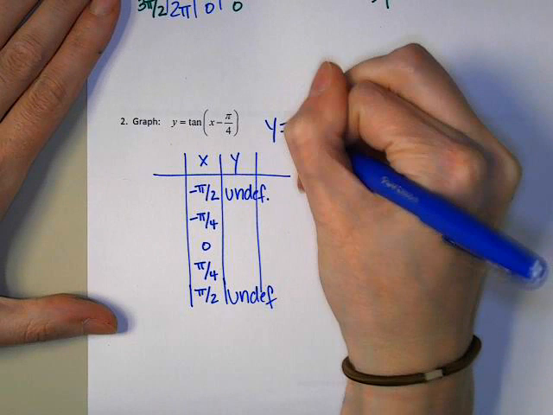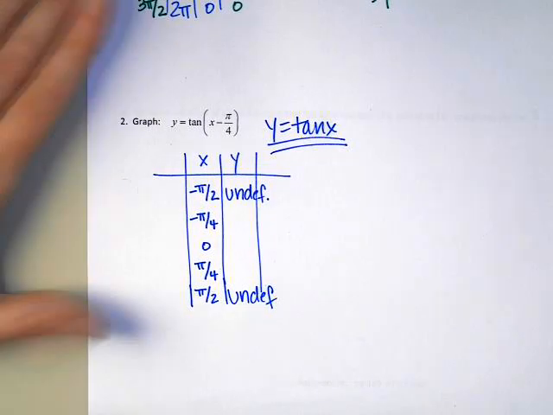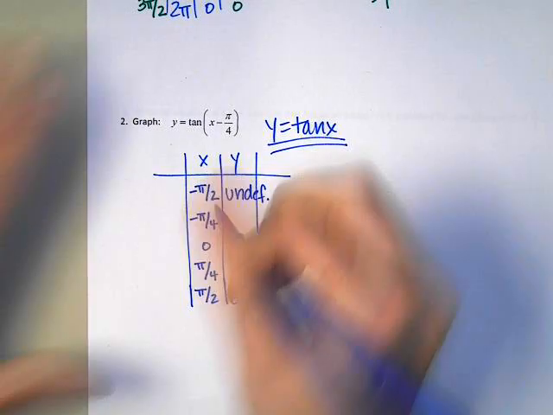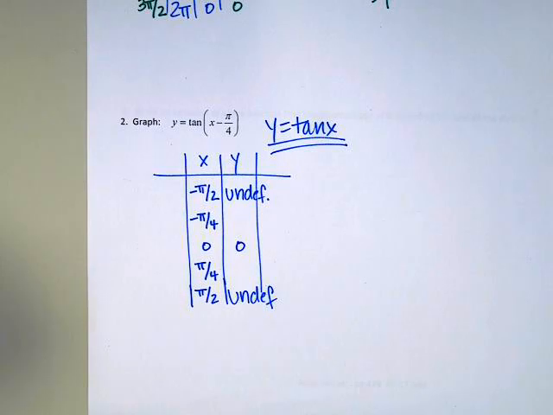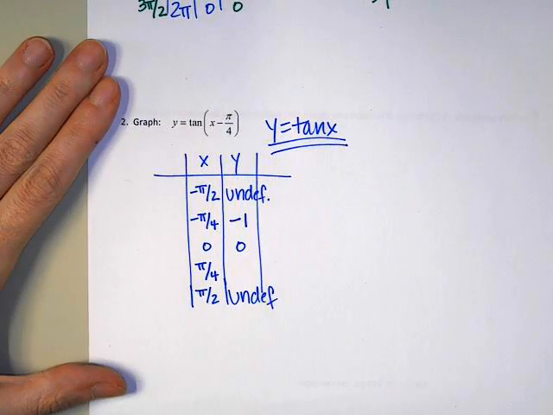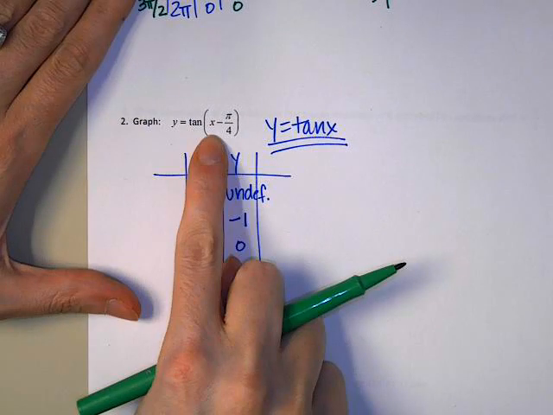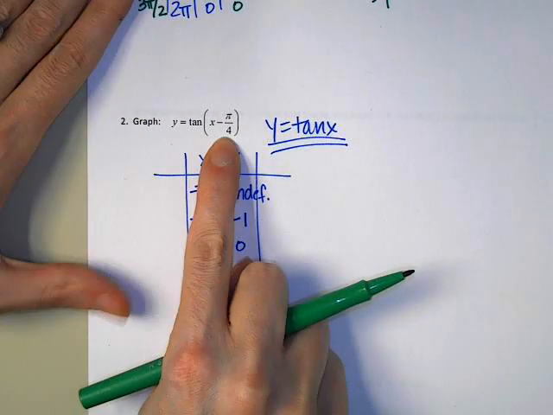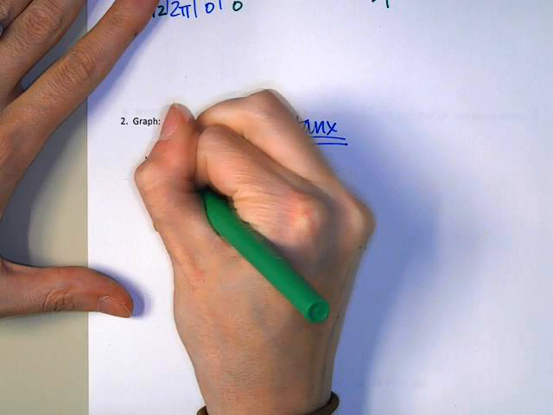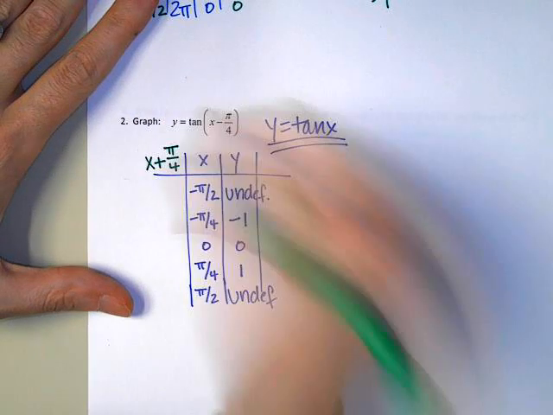And here, let me write down that we're just doing tan without any shifts right now. Tan of 0 is 0. At negative pi over 4, it's negative 1. At positive pi over 4, it's positive 1. Okay, now what are all the shifts? Oh, easy. Just phase shift right pi over 4. So we're just going to add pi over 4 to all the x's.